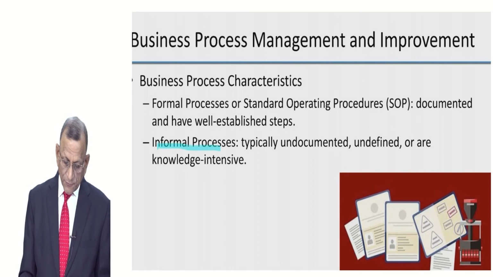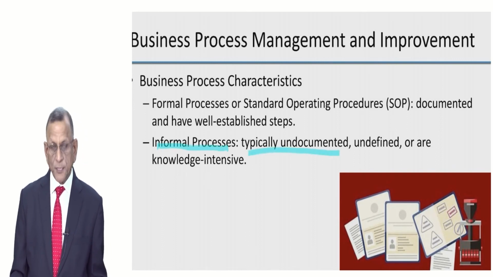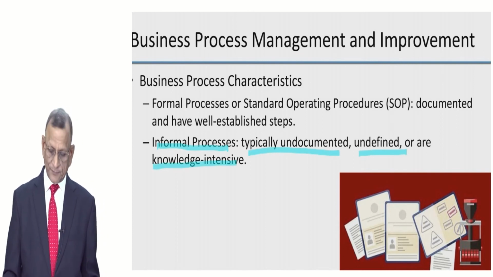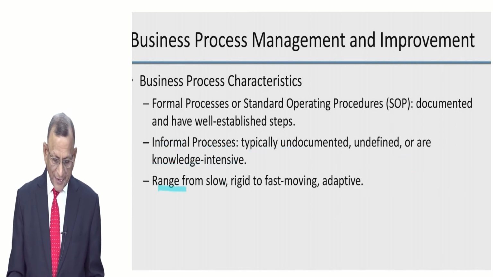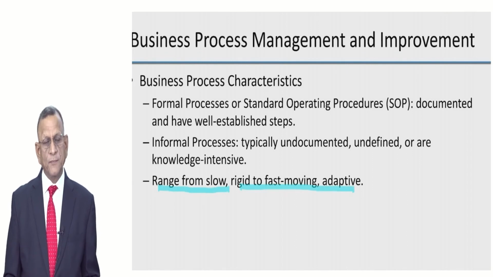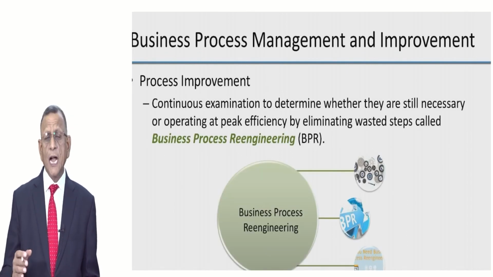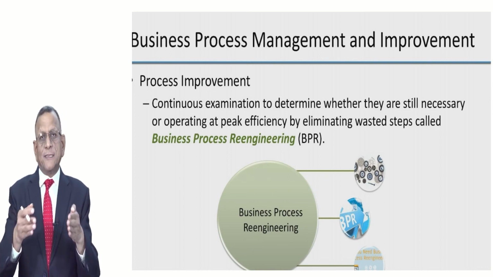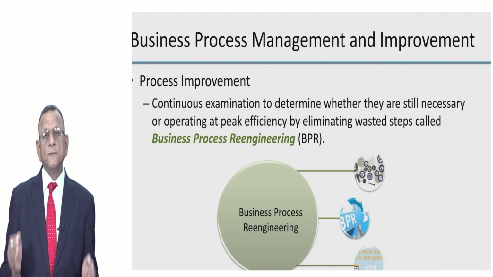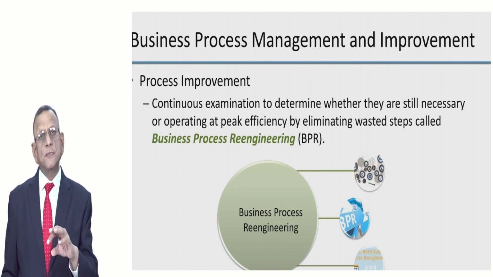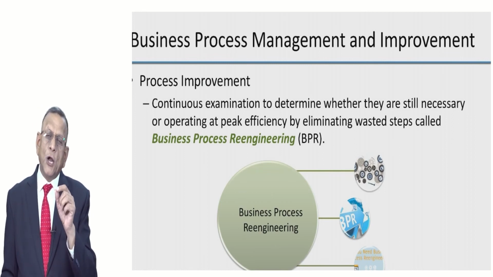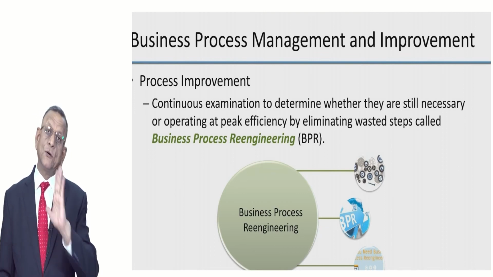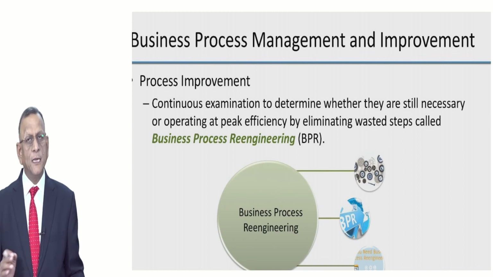So we may have informal processes, typically undocumented, undefined, or knowledge intensive, or they range from slow and rigid to fast moving and adaptive. How can we improve? Let's document them. Let's standardize them. So what is the difference between a small business and a large business? Only documentation and standardization of processes. That's the only difference between a small business and a large business.